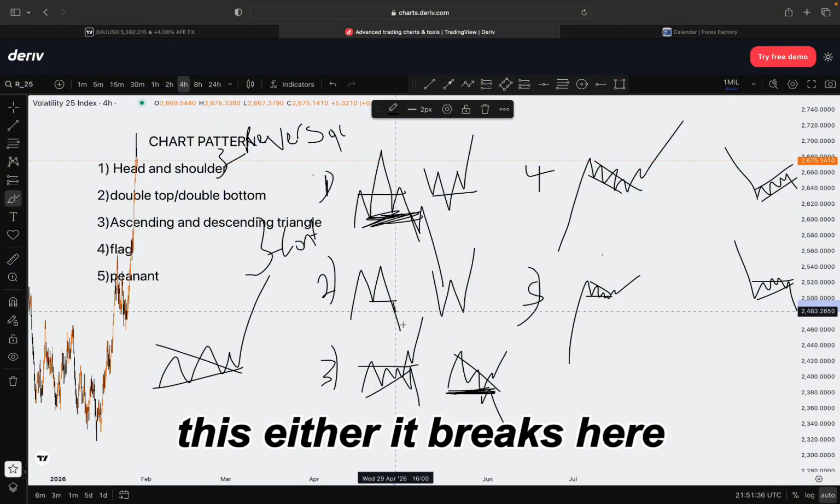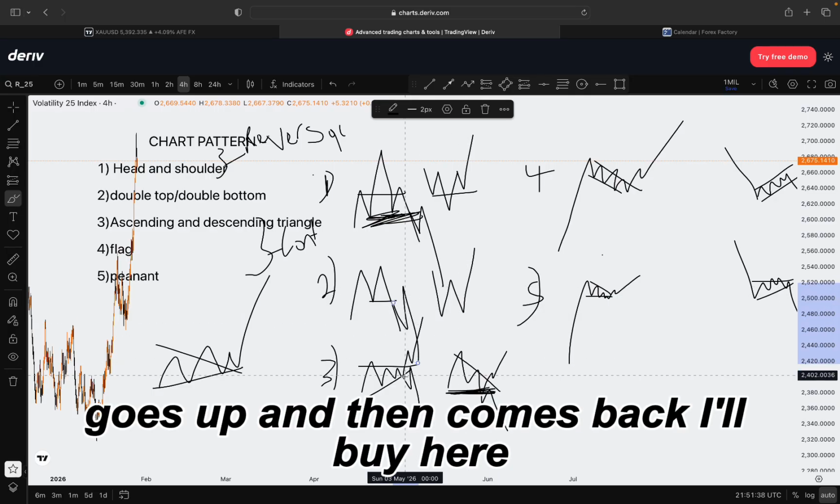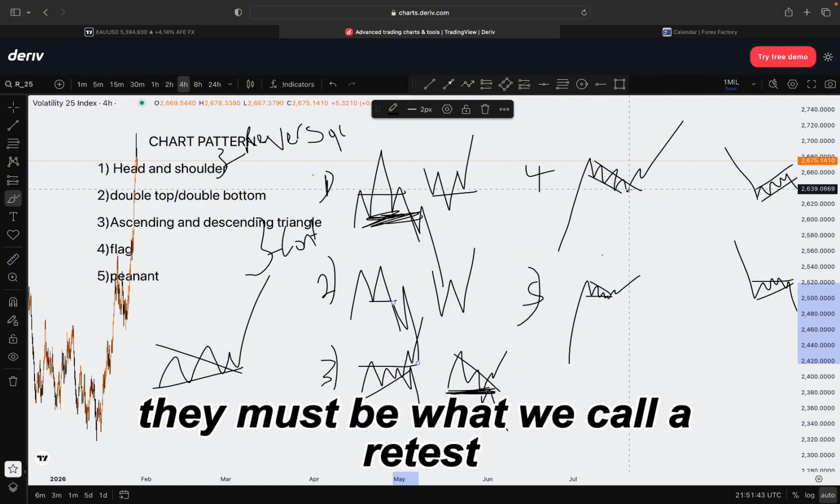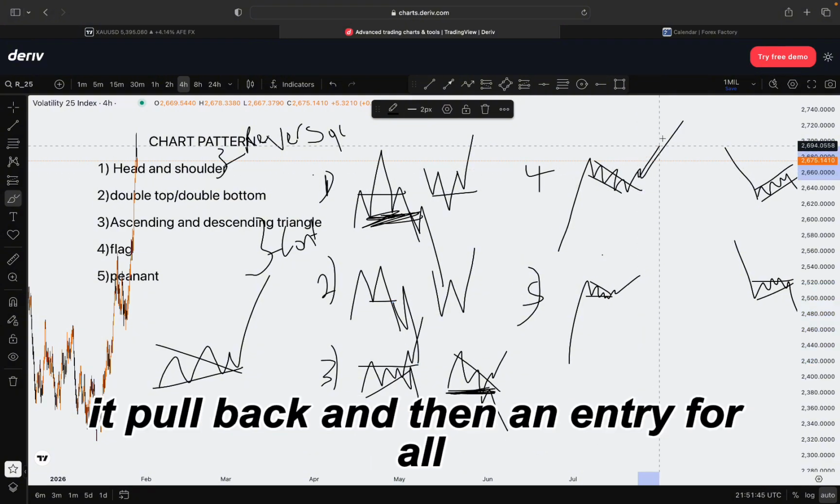Here, either it breaks here, goes up, and then comes back, I'll buy. Here there's a breakout, there's a retest before I buy. For all of them, there must be what we call a retest. That means the market pulls back and then you get an entry, for all of them.